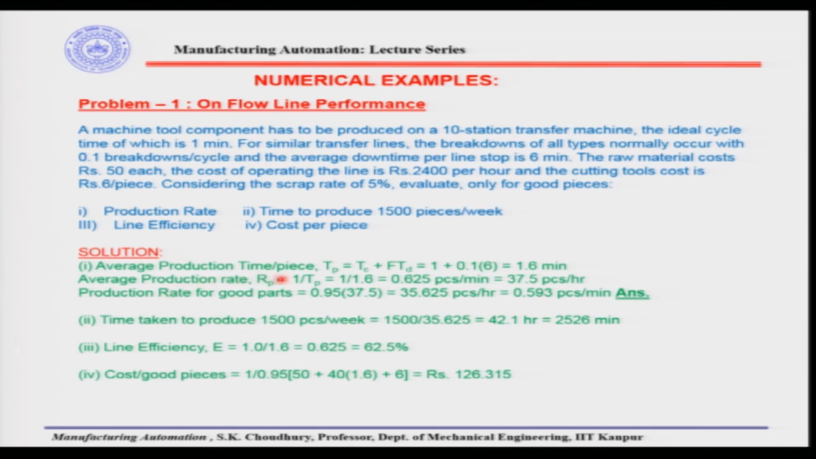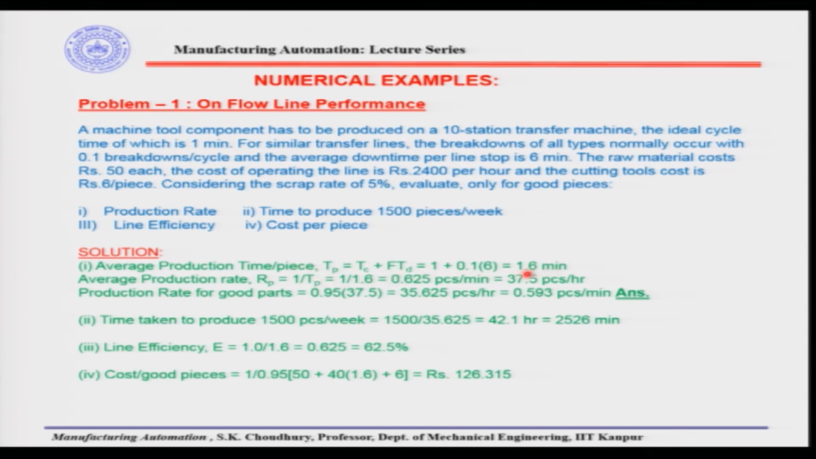Now, let us see the average production time per piece, this Tp. If you remember, that was Tc plus the breakdown effect, which is Td, the time taken, and the frequency. Here Tc is given as 1 minute, and the frequency is 0.1 breakdowns. The 6 given is the Td. Therefore, 1 plus 0.1 into 6 will be 1.6 minutes, which is the average production time per piece.